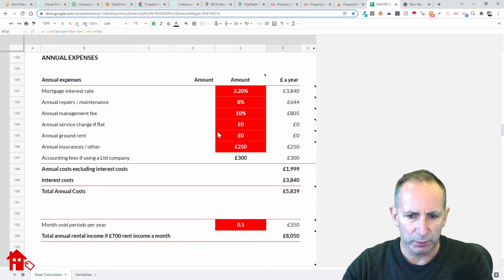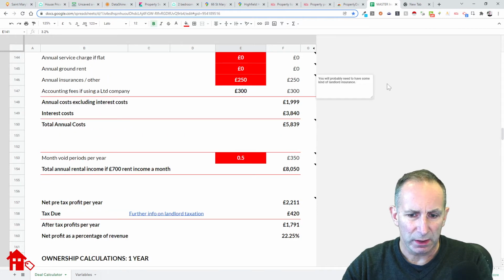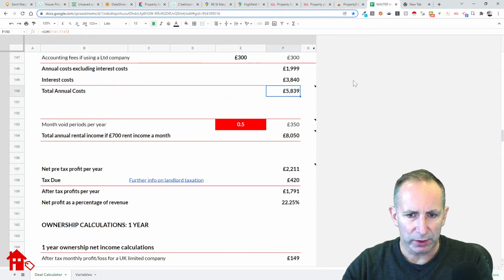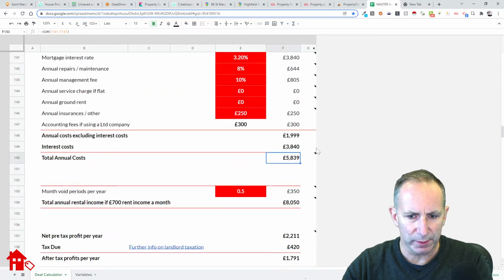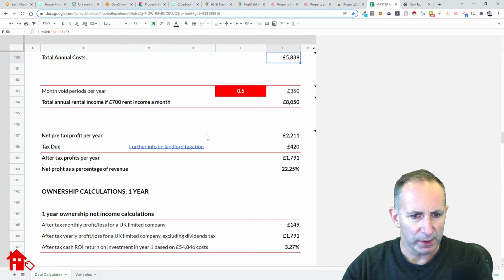And then we have mortgage interest. Let's say it's through a limited company and you're a UK resident, then probably about 3.2%. That gives you total annual costs, if you assume all of these numbers, of 5,839.